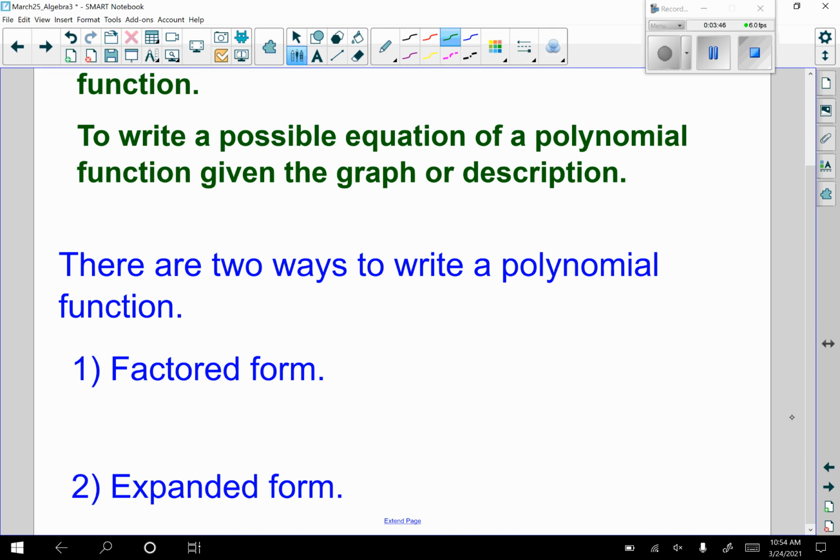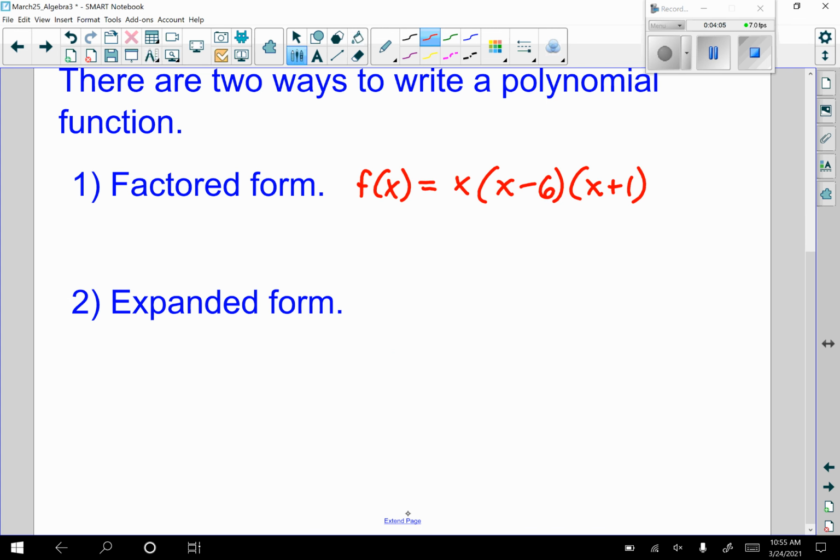So these 2 ways are going to be factored form and expanded form. Now because we're writing a polynomial function, we either want a y equals or f of x equals. In factored form, we just see the individual factors. So we can see a monomial factor, and then we might see some binomial factors. Now expanded form means to multiply the factored form together. So as we go to do that, this just means multiply the factors.